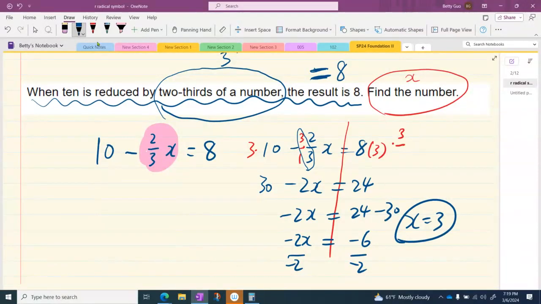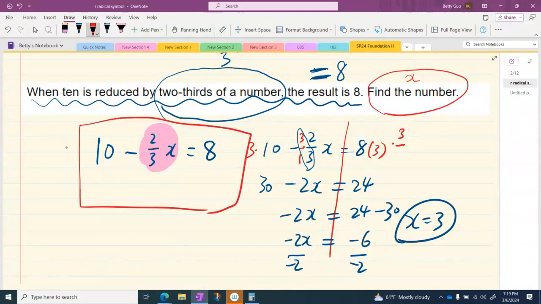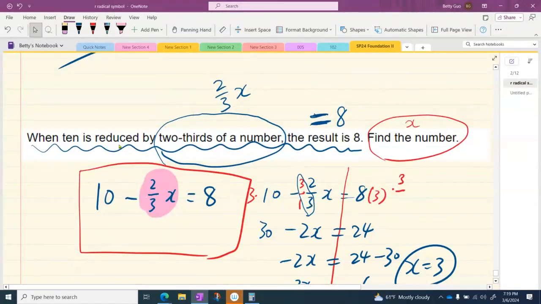Sometimes you really don't have to go through those procedures. The first method is very straightforward. Only 10 minus 2 equals 8, so that gives us the pink part is 2. And x has to be 3 in order for the pink part to be 2. So the number is 3. Let's double check.